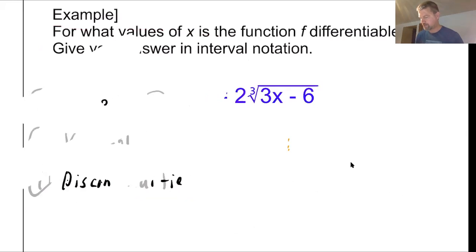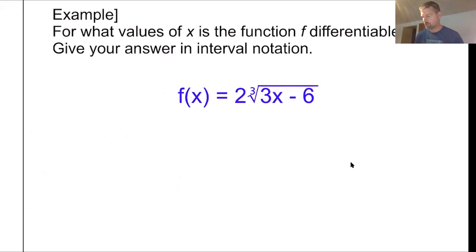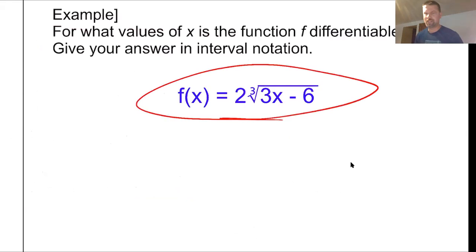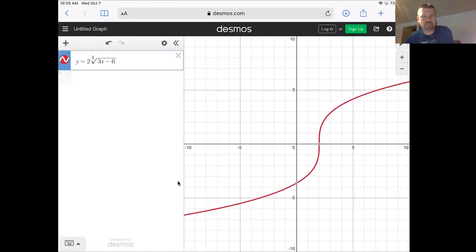All right, back to the original problem. Sometimes students kind of freak out because they're like, wait a minute, what if I see that? When do I know if there's a problem or not? The easiest is just graph it. So here I graph y equals 2 times the cube root of 3x minus 6. I'm graphing it, and sure enough, looks like there's a vertical tangent right here, at x equals 2. There's a problem.